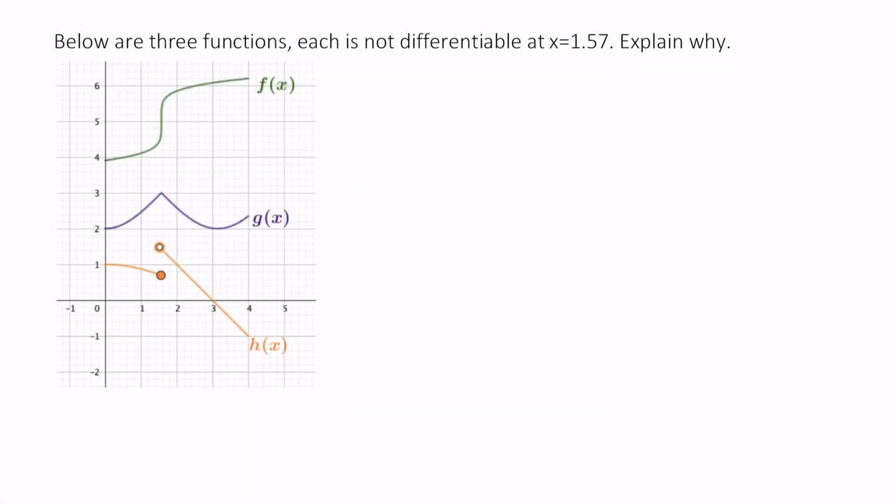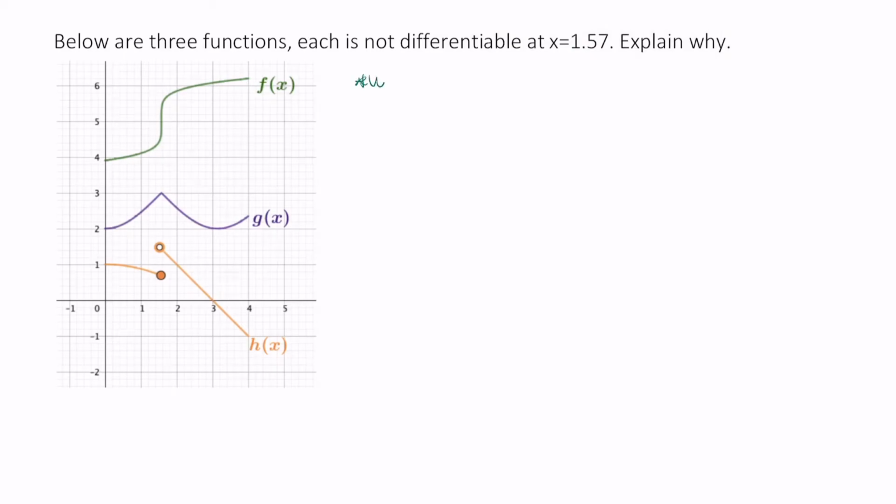In this video, we're going to discuss three things that make a function not differentiable, and we're going to do that by looking at things visually, so looking at graphs. And all of these functions are not differentiable at the value x equals 1.57. Let's explain why. So let's begin with this first green graph.